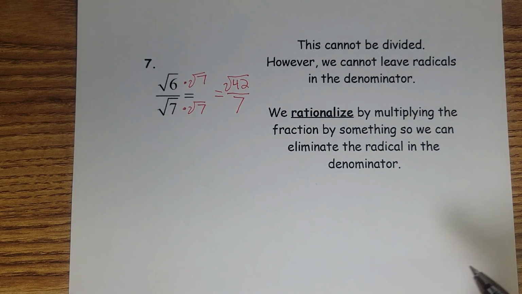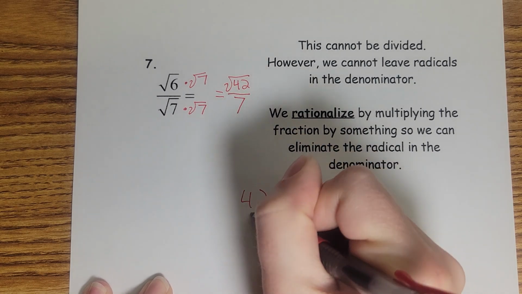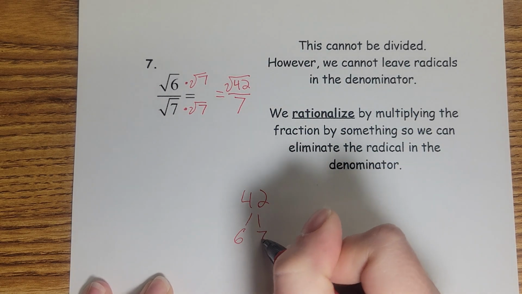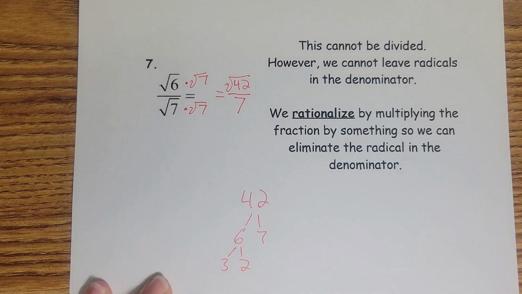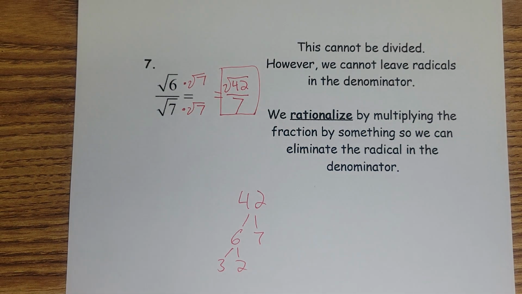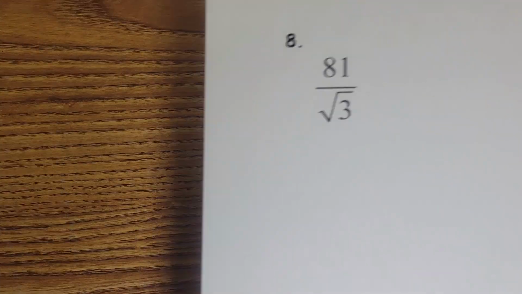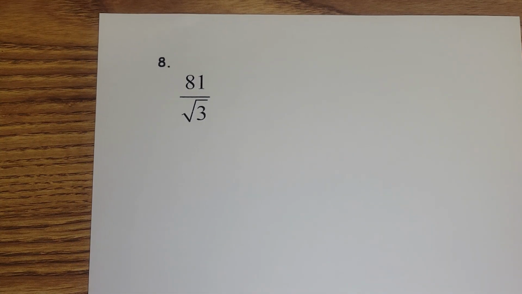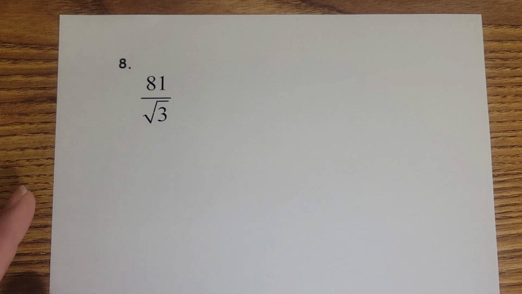Now 42, well, that's not going to do me a lot of good, right? Because that's a 6 and a 7, a 6 is a 3 and a 2. There's no matching pairs, so actually that's as simplified as we can get. Let's try just a few more where we have to rationalize that denominator.